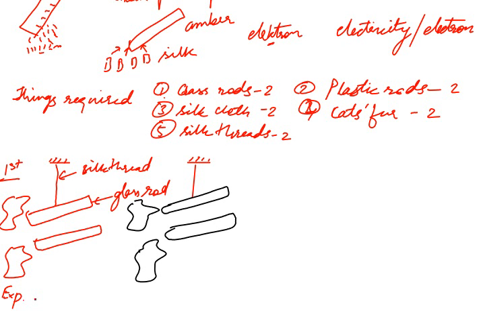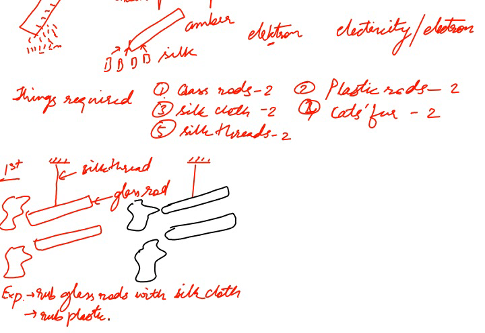Now the experiment, I will write experiments for the process. What I will do: I will rub the glass rods, each glass rod with one silk cloth, and similarly rub the plastic rods with cat's fur.